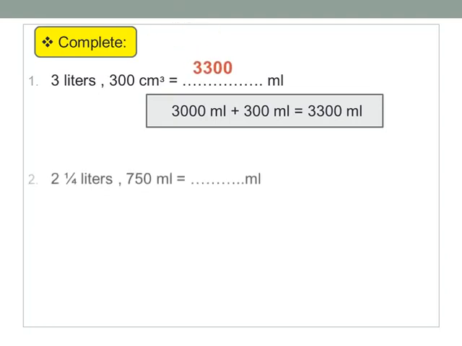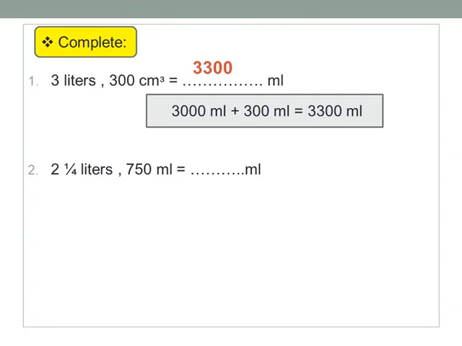Number 2, 2¼ liters and 750 milliliters. How many milliliters in these questions? Okay, if we look at the second part, it's by the unit milliliters. Okay, 750 milliliters. So the problem here is in the first part, 2¼ liters.